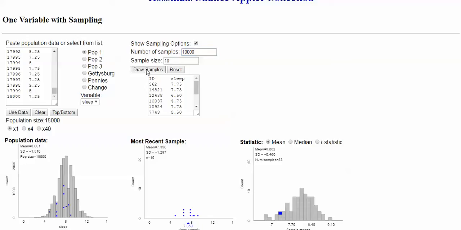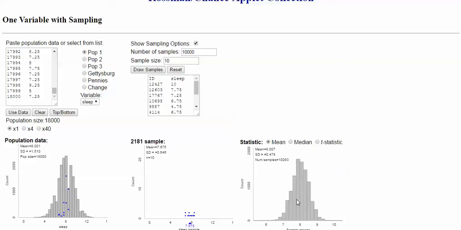So it's going to draw 10,000 samples one at a time. Each sample will have 10 people, and it's going to calculate the mean of each sample. So it's going to plot 10,000 different sample means down here. So we can see that it is roughly normal. And if I click inside of here, I can actually look at the 10 people inside each of the samples.